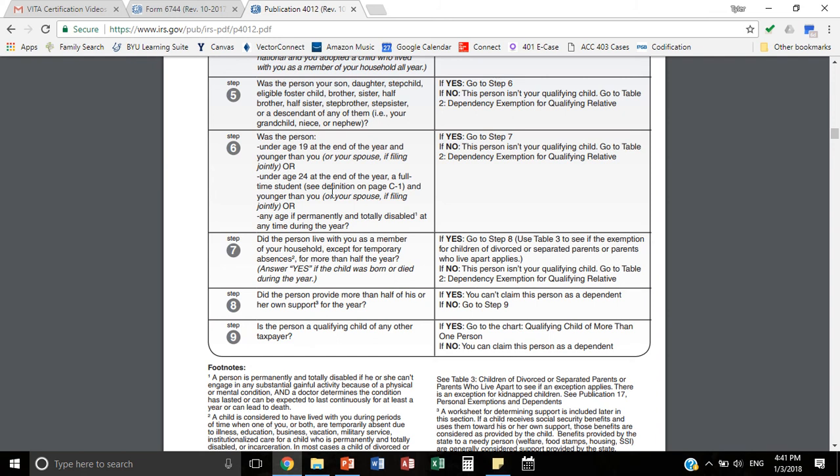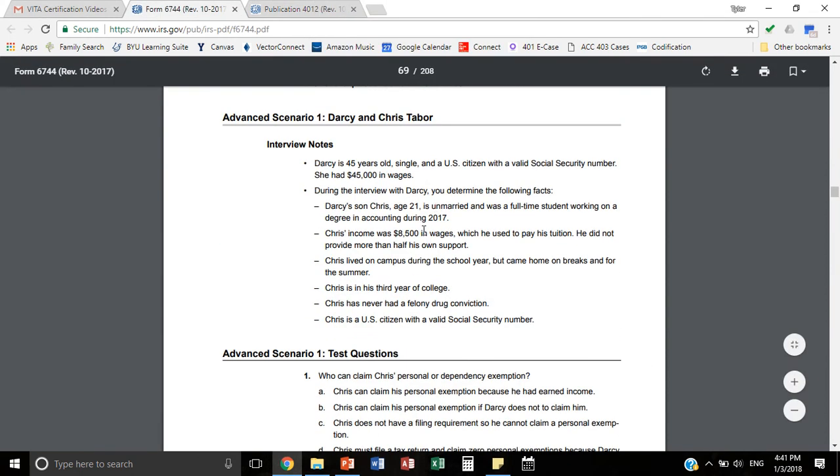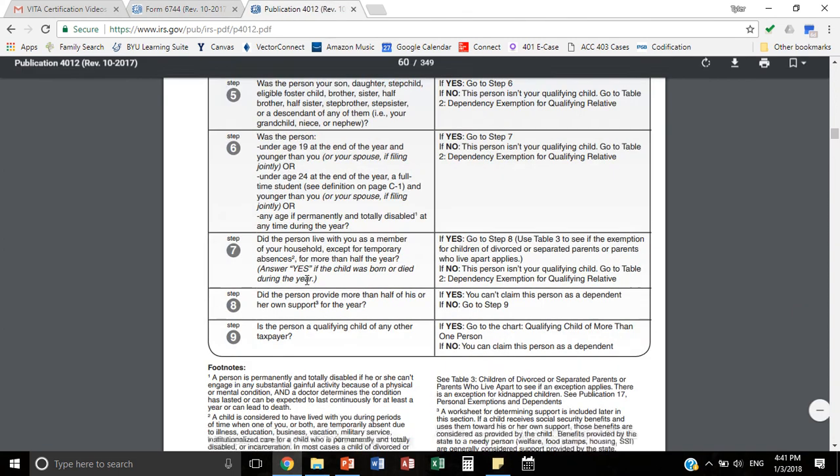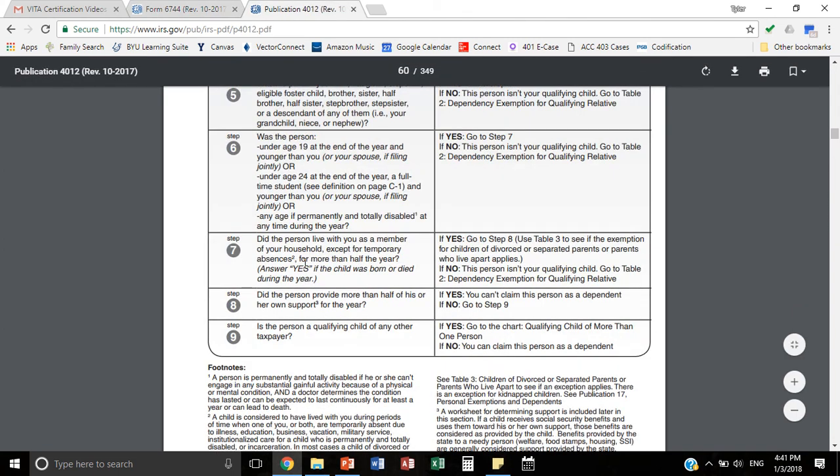So normally, to claim a dependent, they have to be under 19. But if that person is a student, then that age goes up till 24. So going back to the case, it says that Chris was 21, and because he's a student, he does qualify under this one. So we can answer yes to that one.